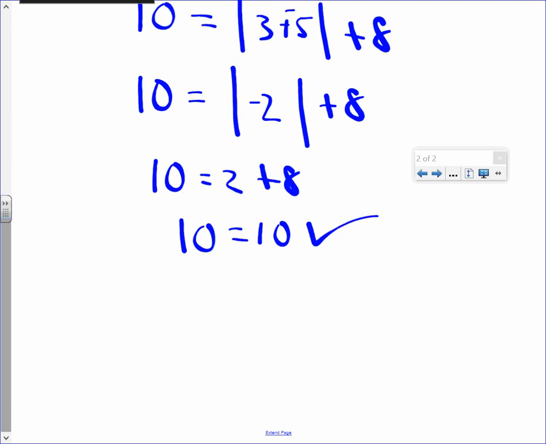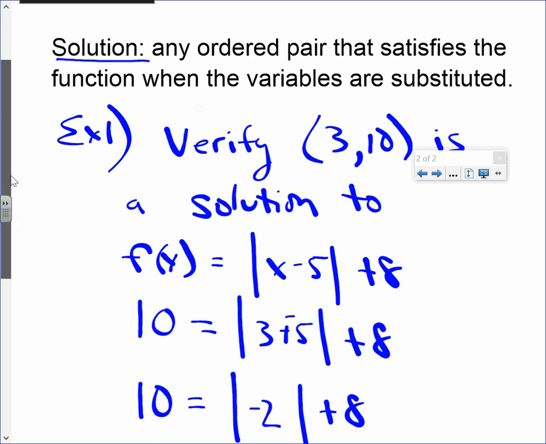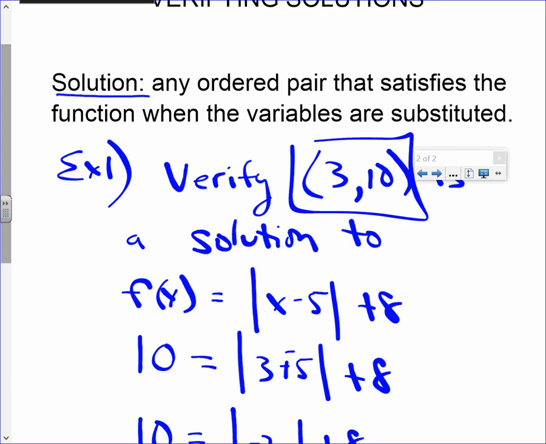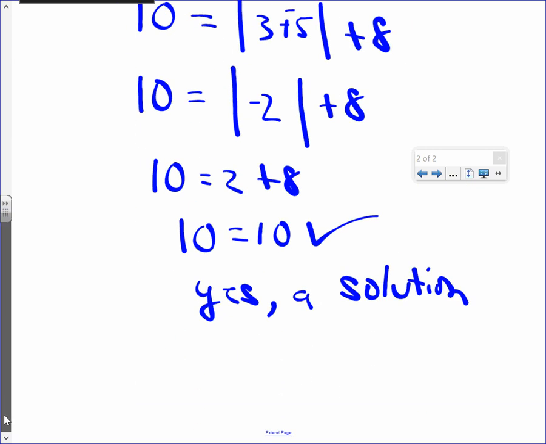Very easy. It's an easy lesson today. So we verified it. We're going to put yes, a solution. The ordered pair is a solution. That means (3, 10) is a solution to the function because it resulted in a true statement. In other words, it satisfies. Veteran students, that's vocabulary you should remember.